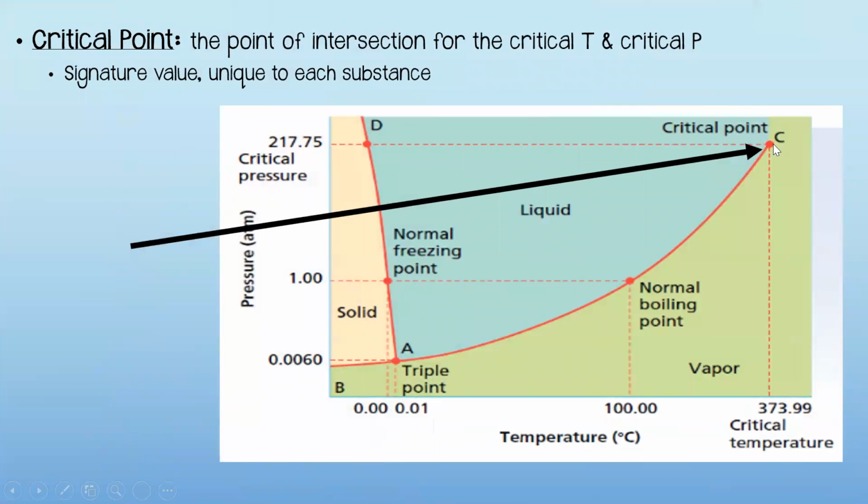The critical point is the intersection of the critical temperature and critical pressure. So that's where that dot is. And this is a unique value to every single substance because every phase diagram will be different.